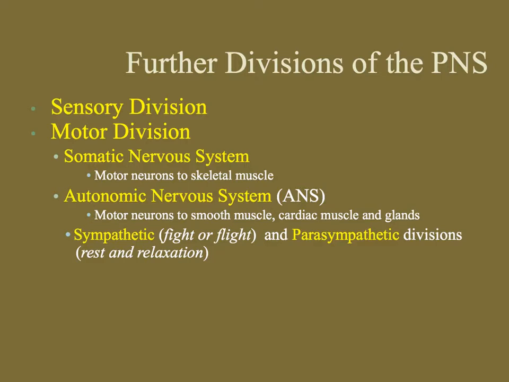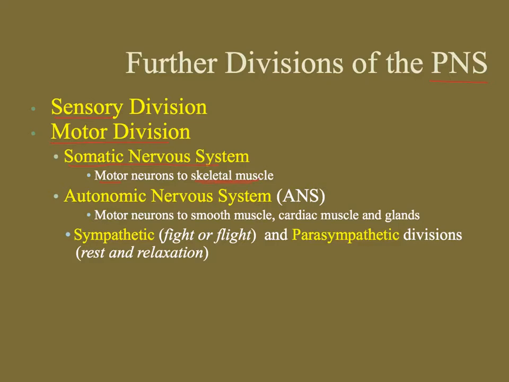You can further divide the PNS, the peripheral nervous system, into two sections. There is the sensory division, the part of the nerves that are providing us information, sensing what's going on in the environment, externally or internally in our own environment, and the motor division, the nerves that provide some type of motor reaction. The motor division can be further subdivided into the somatic nervous system, and in the somatic nervous system you have the motor neurons that go to skeletal muscle, like we were studying in the last unit.